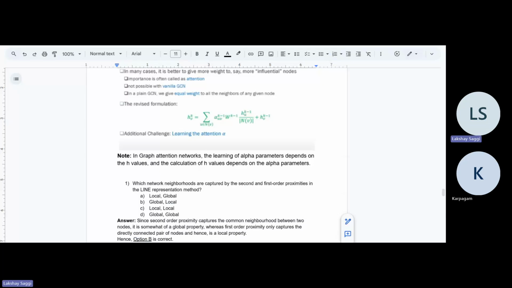I also understand why you wrote that second order could be global, because this is not entirely global, since we are not looking at the whole graph but just at common neighborhoods of two vertices. But from these options, if we are calling first order local, then it is more appropriate to call second order global, because it's more global than first order, right? So very nice, Karpagam.